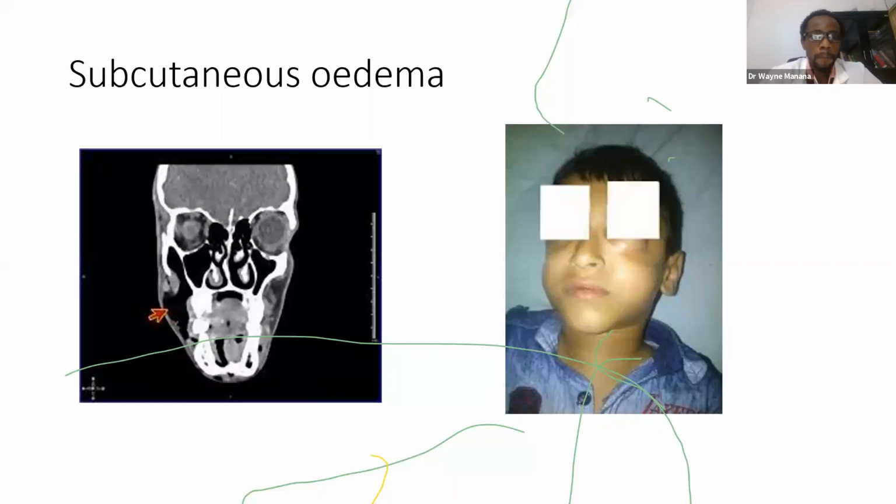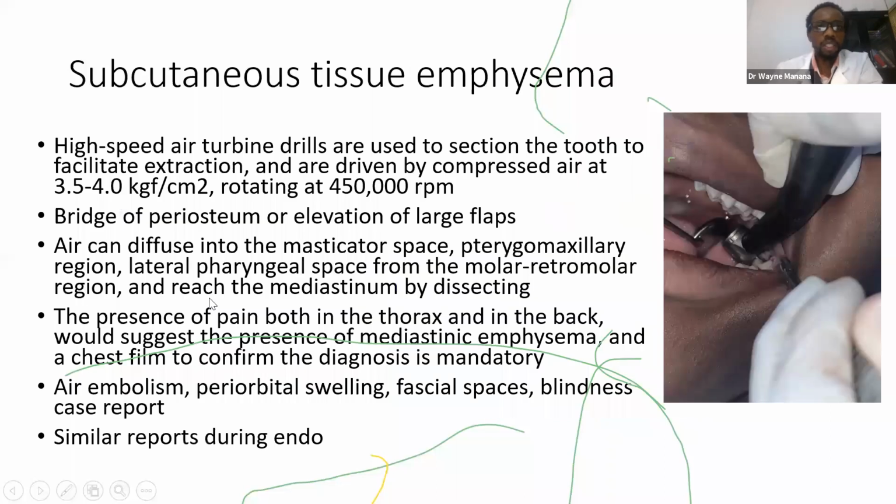but there is a complication of subcutaneous edema, or some people would call it soft tissue emphysema, which would present with a swelling. I have seen a few cases of that. If you look at this CT scan, this dark area in the cheek is all air. Some people would call it subcutaneous tissue emphysema. It's a common disaster in third molar surgery.